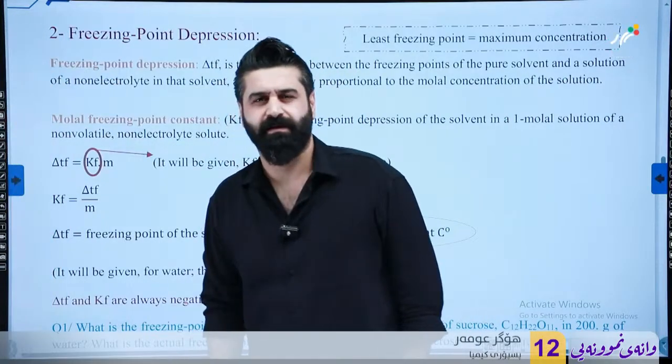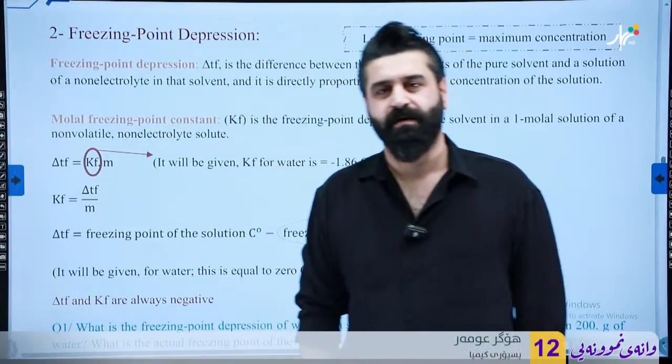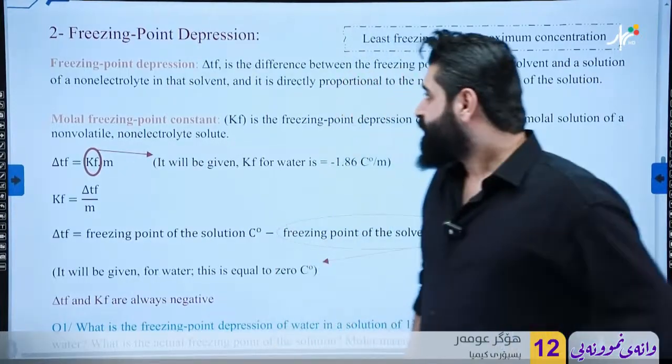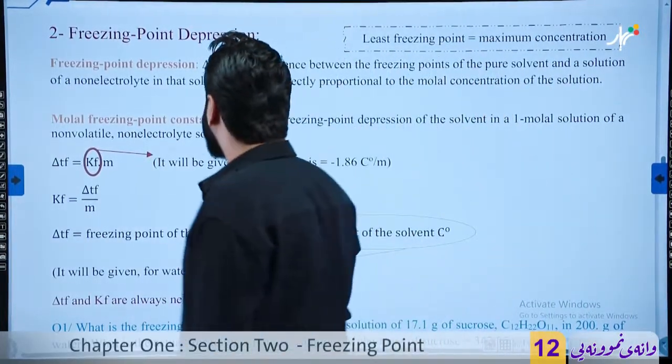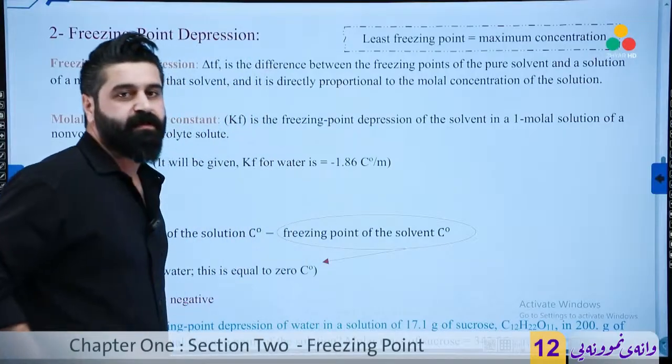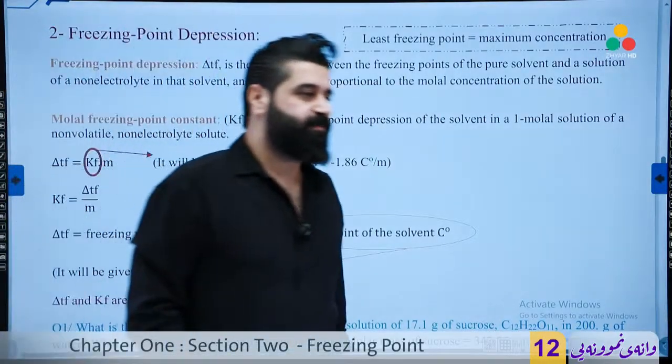Last time I explained the boiling point elevation and vapor pressure lowering. Today we will take the freezing point depression, the second colligative property.